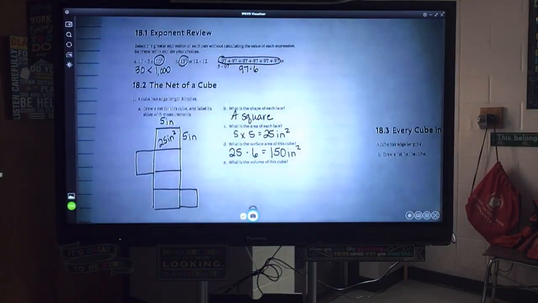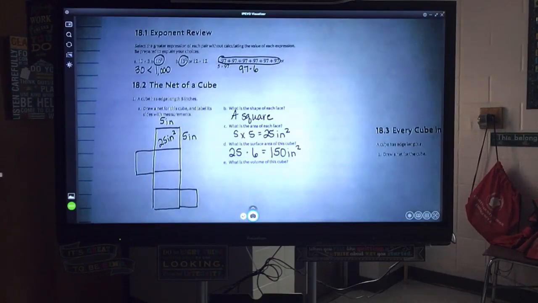And does everybody understand why we multiplied by 6? Yes. Is there anybody who doesn't understand? Okay. Alright, and then the last question is, what is the volume of this cube? Okay, well, now we're switching gears a little bit. So we just did area, surface area, now we're doing volume.